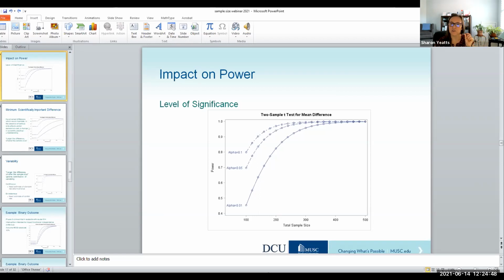Although increasing the alpha level will give you better power for a given sample size, it also makes you more likely to make that type 1 error. So there is this trade-off. If you want to control it at 0.05, that's fine. But 0.05 is not a magical number. There may be some instances where 0.1 is okay.